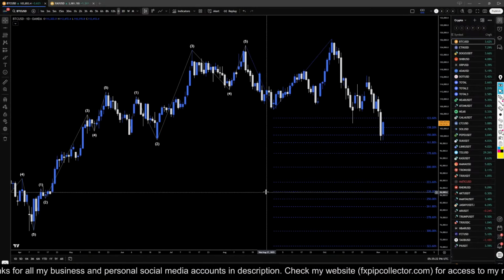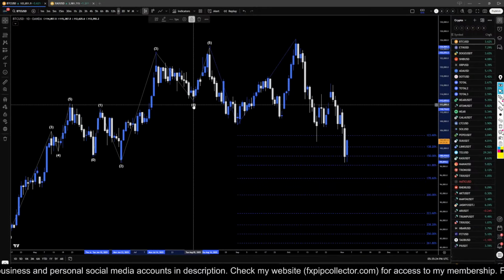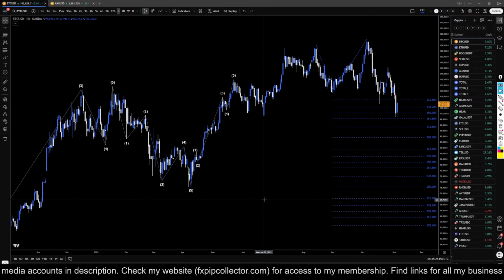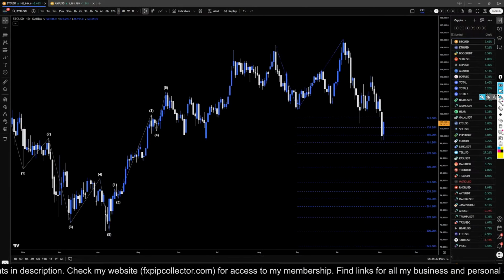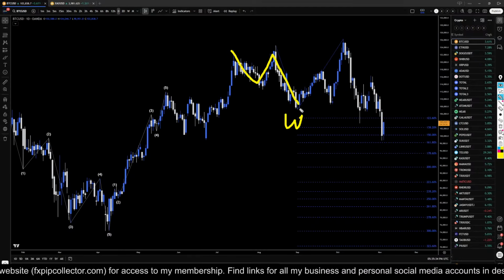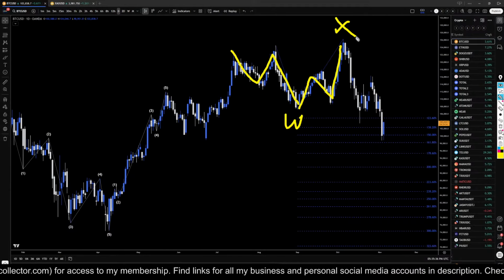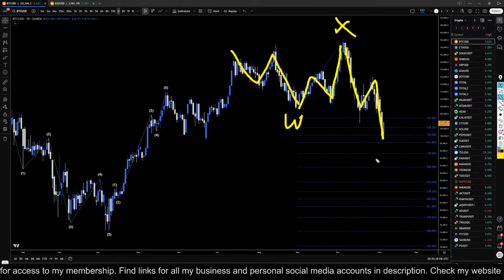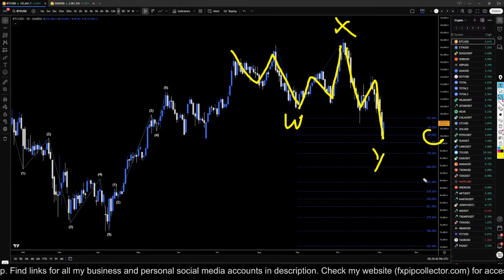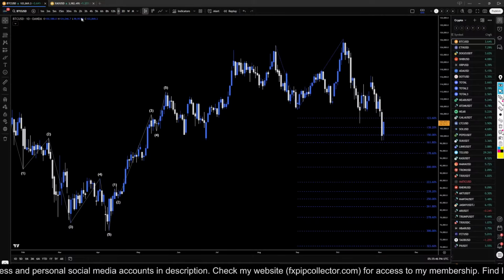That kind of looks like a WXY right there, doesn't it? Boy, that really does look like a WXY. 1, 2, 3 waves down, W. 1, 2, 3 waves up, X. One, two, three waves down. That could be a WXY right there. Bouncing from a pretty appropriate Fibonacci level. And probably on a smaller time frame, you'd want to see a break of structure.